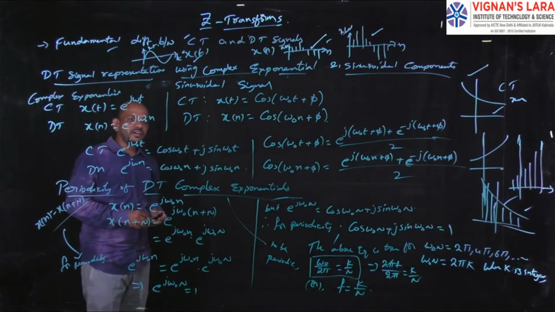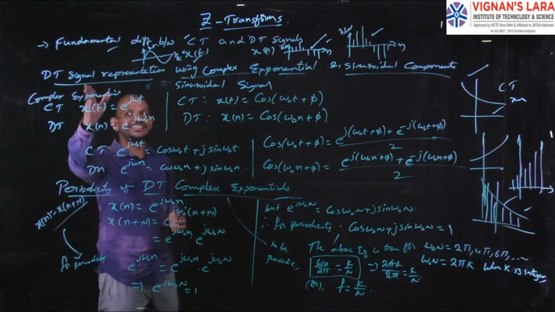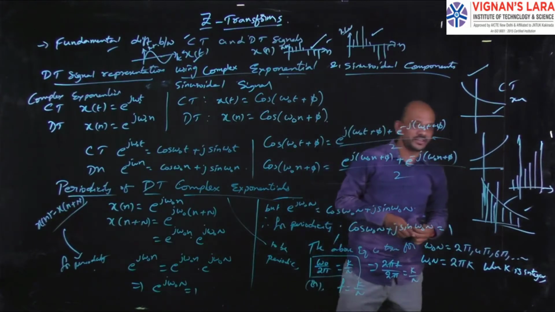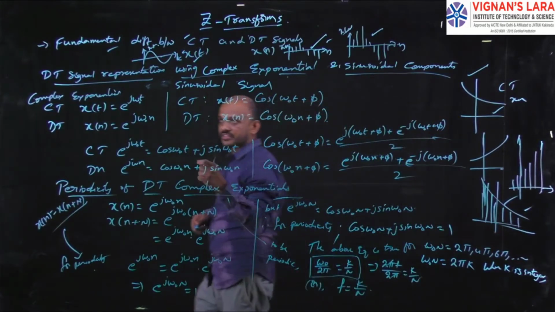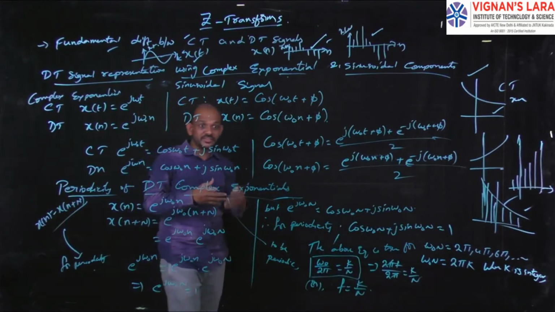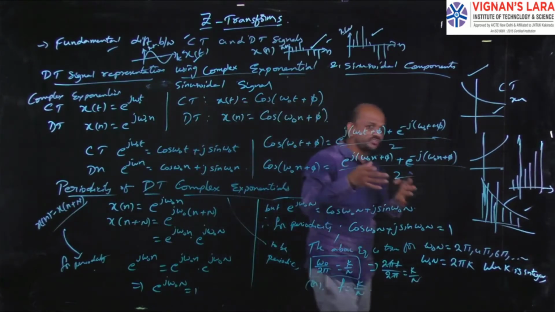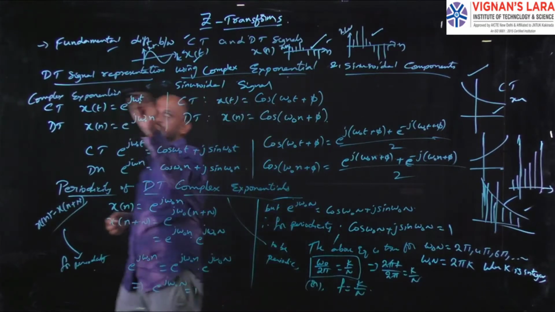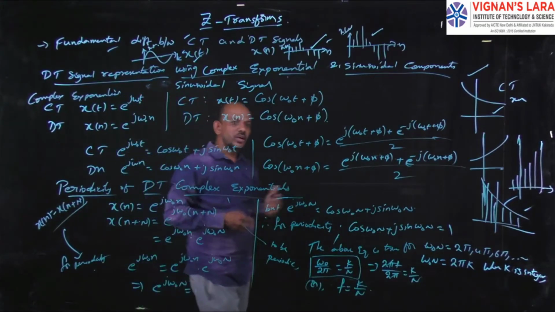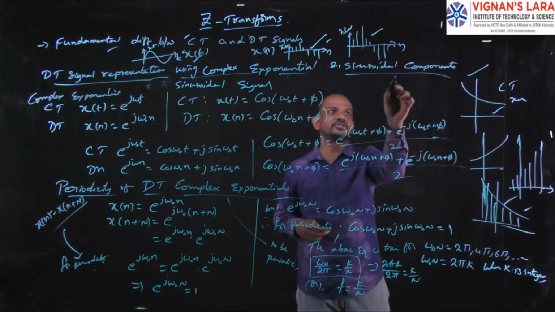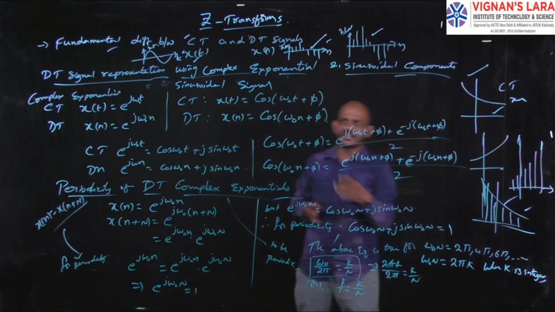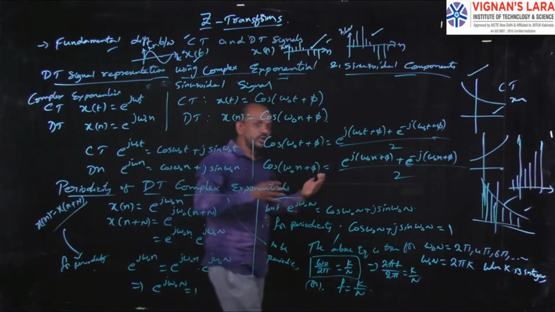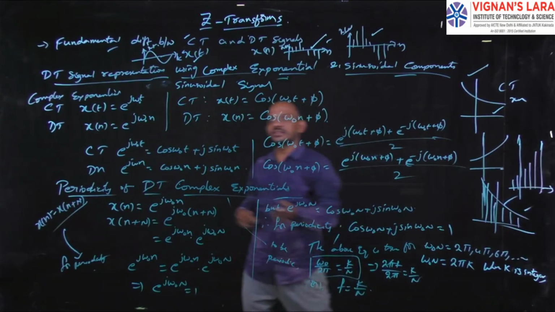Now, next, the important one is discrete time signal representation using complex exponential and sinusoidal components. So you have to represent the discrete time signal. Why? Because I said Z transform is completely with respect to discrete time. So I have to know how the discrete time signal is represented using complex exponential and sinusoidal components. Sinusoidal, that is either sine or cos. Complex exponential, that is e power j omega. In these two, how we have to represent the discrete time signal.